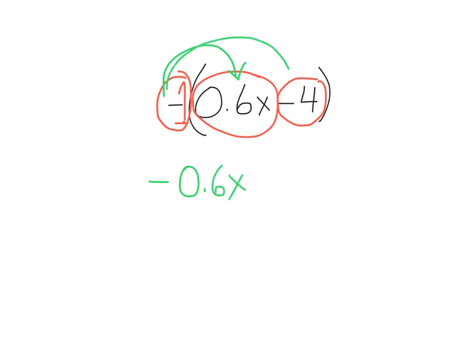Negative 1 times a negative 4 is a positive 4. So either way we can look at it, we can say it's the opposite of this group, which the opposite of 0 6/10 x is negative 0 6/10 x, and the opposite of a negative 4 is a positive 4. But this here is your final answer.